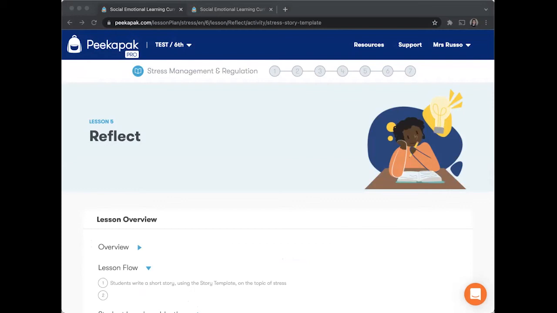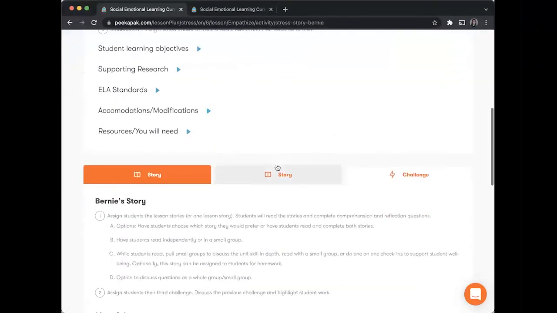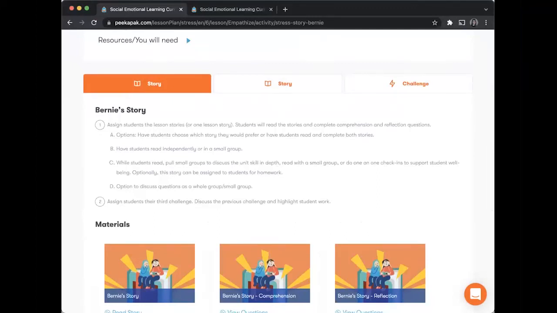But please read the stories, not only the ones students share, but also the ones that are assigned, that are created by Peekapak. And make sure that you feel that they are a good fit for your students, especially when you're in lesson 4, and you have that choice if you want students to read one story or the other.